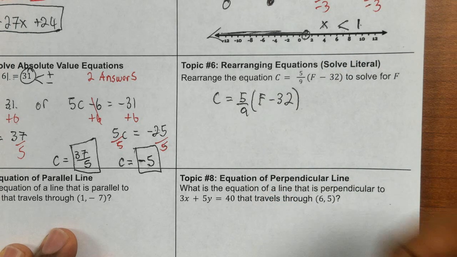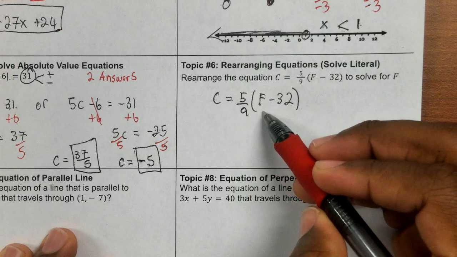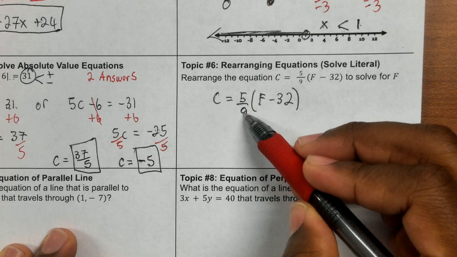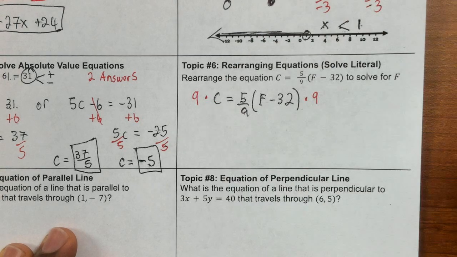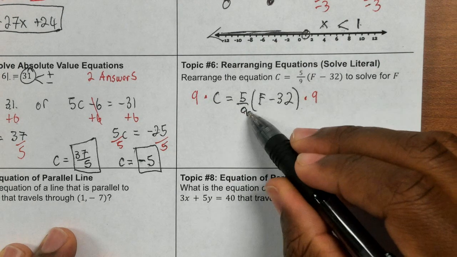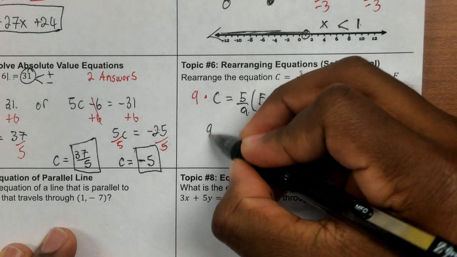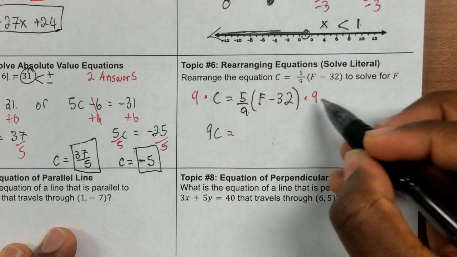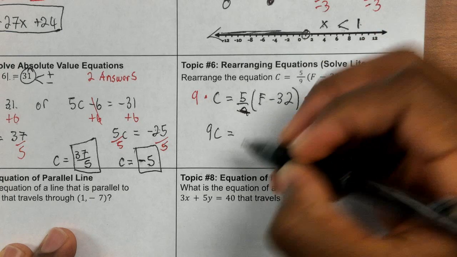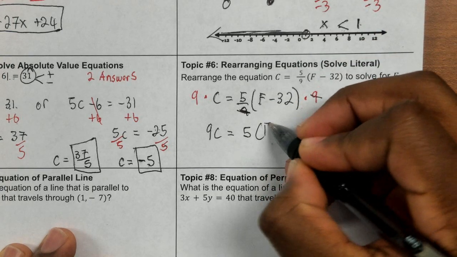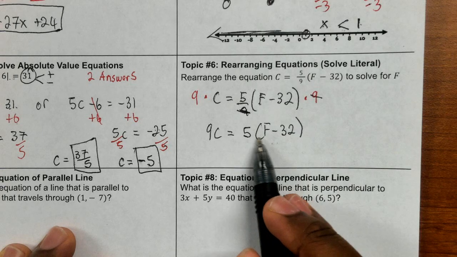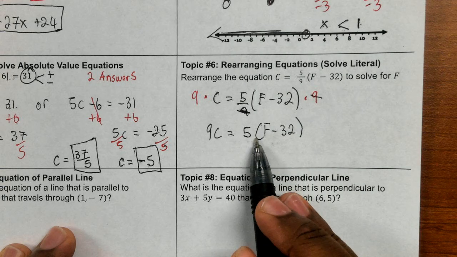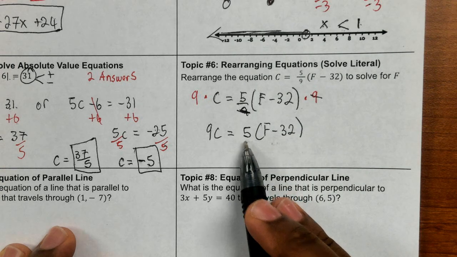So the first thing I'm going to do is that the fraction is outside of the parentheses. So I need to get rid of the fraction first by multiplying by 9, multiplying by 9. Okay, so the multiply gets rid of the fraction. So now we have 9c is equal to, the multiply cancels that fraction, so now I have 5 parentheses f minus 32. Now I need to get rid of this 5 because it's outside of the parentheses. So we have to get rid of things outside of parentheses first.